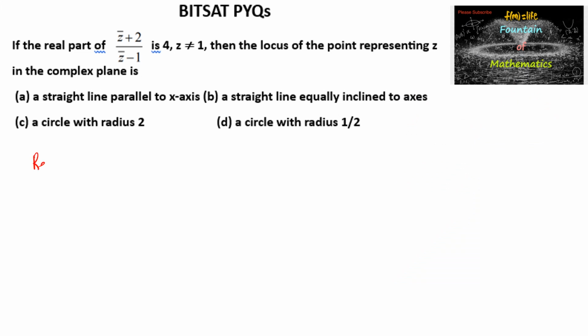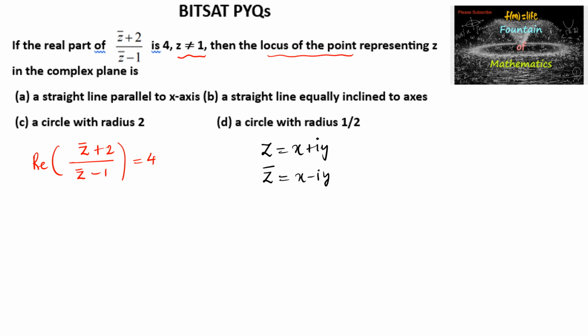Given the real part of the complex number (z bar plus 2) upon (z bar minus 1) is equal to 4, where z is not equal to 1, then the locus of this point z representing in the complex plane, among the four options we need to check. And we know that whenever z is equal to x plus iy, a complex number, z bar will be taken as x minus iy, so that by adding both, z plus z bar we will get 2 times x, that is 2 times the real part of z.